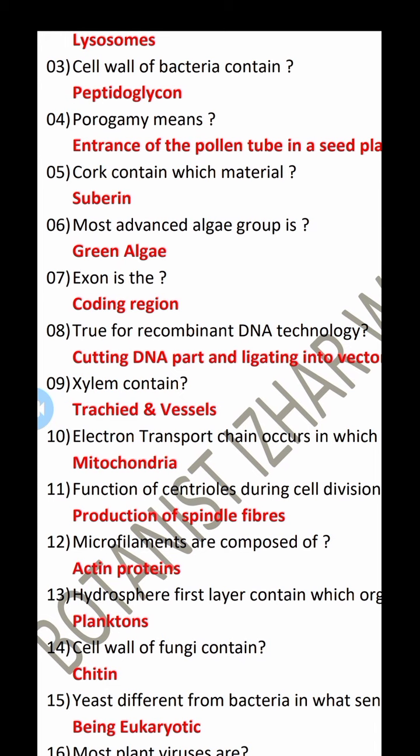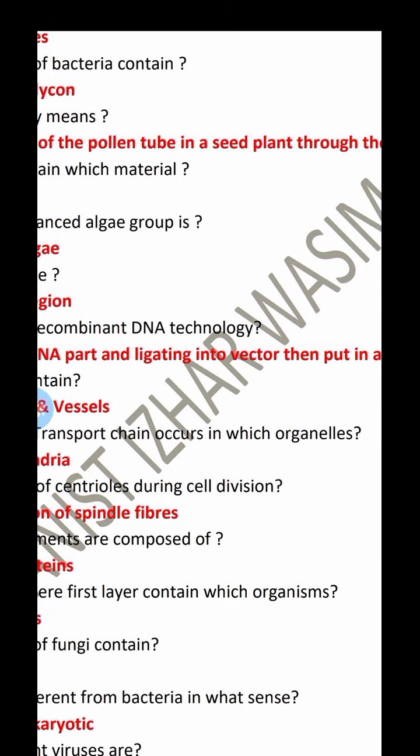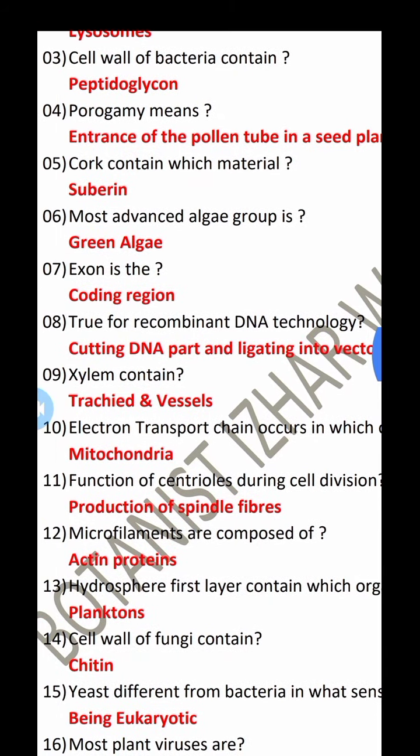Now MCQ number 10: the electron transport chain occurs in which organelle? The correct answer is mitochondria. ETC occurs in the mitochondria. ETC stands for electron transport chain. This electron transport chain is found in the mitochondrial membrane.